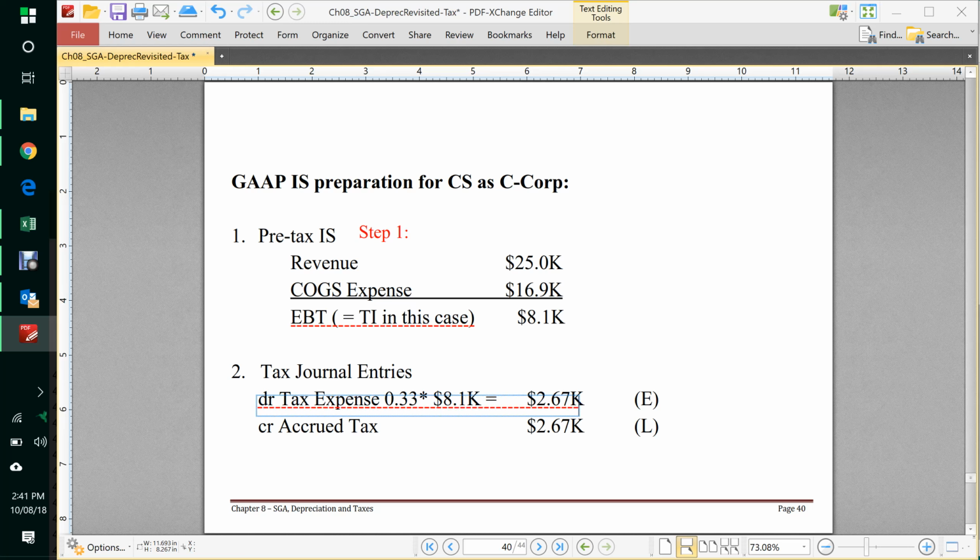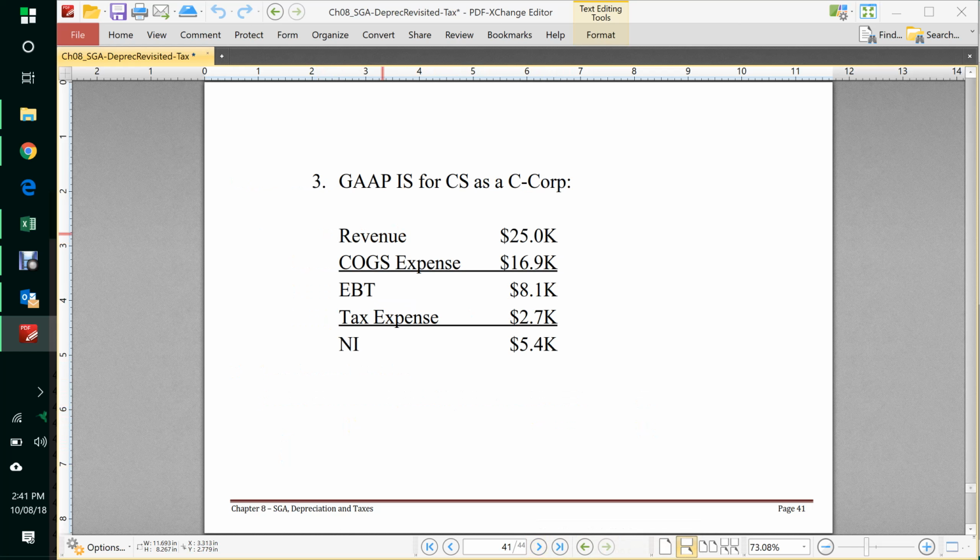So that's going to be tax expense, 33% of 8.1K, which is 2.7K. And then we have accrued tax liability because we don't want to pay this until we really have to. That's a liability. It's not AP because the IRS does not invoice you. You are expected to figure this out yourself and pay it.